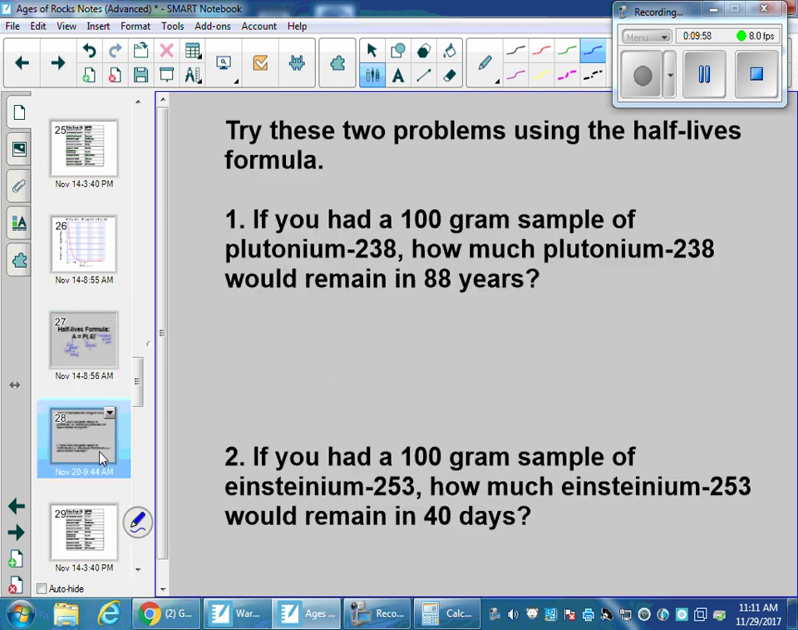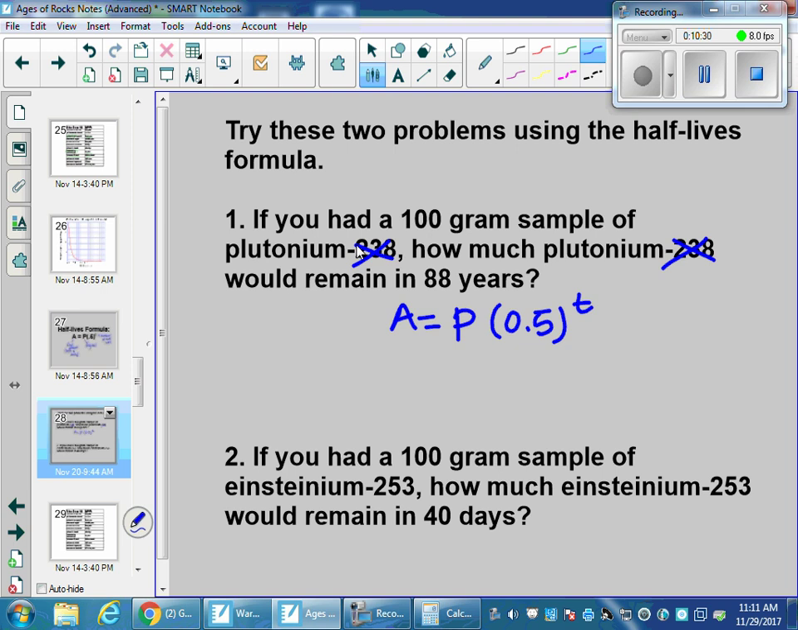Number 1: if you had a 100-gram sample of plutonium-238, how much plutonium-238 would remain in 88 years? The first thing to do here is cross off 238, because that is not a helpful number here. It's just telling you that you have an isotope. So let's look at our equation. We have A equals P times 0.5^T.